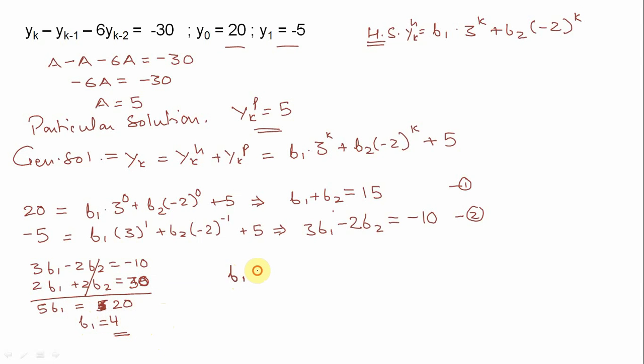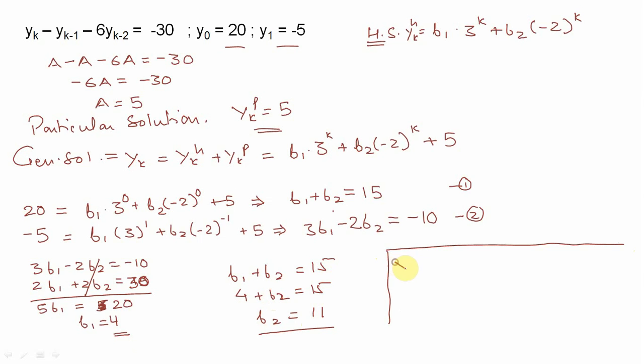Now I have b1 plus b2 is equal to 15. So I have obtained b1, that is 4, plus b2 is equal to 15. So b2 is equal to 11. So now I have the values of b1 and b2. So now the solution to the recurrence relation will be yk is equal to 4 into 3 to the power k plus 11 into minus 2 to the power k plus 5. This is the solution to the recurrence relation.